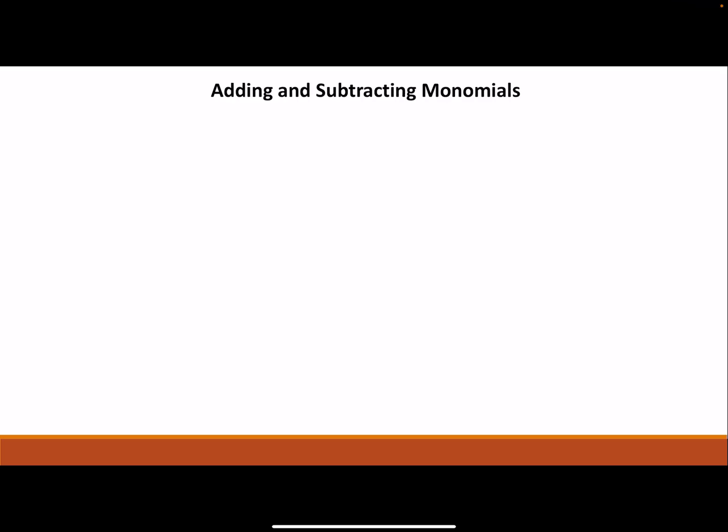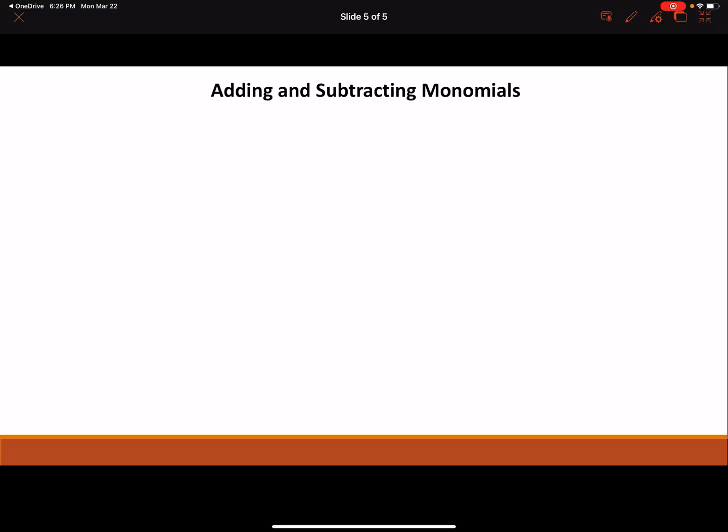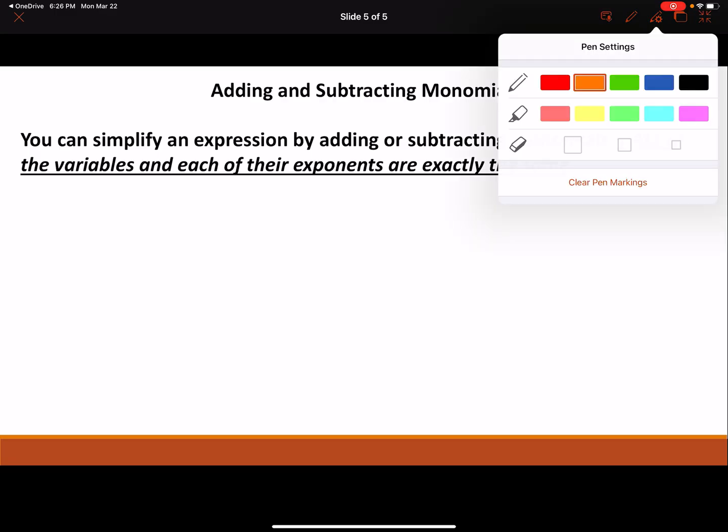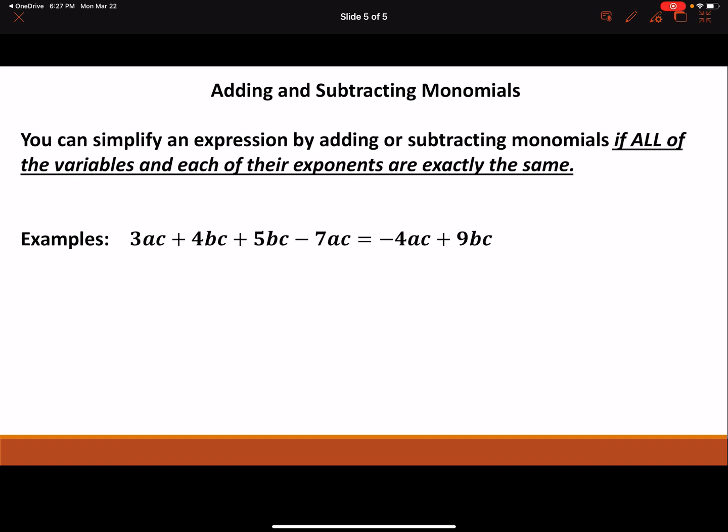Okay, adding and subtracting monomials. So you can simplify an expression by adding or subtracting monomials if all of the variables in each of their exponents are exactly the same. So basically we're talking about like terms. And it's been a while since we've actually just worked specifically with like terms. So let's talk about one strategy that you can use that we've talked about before.